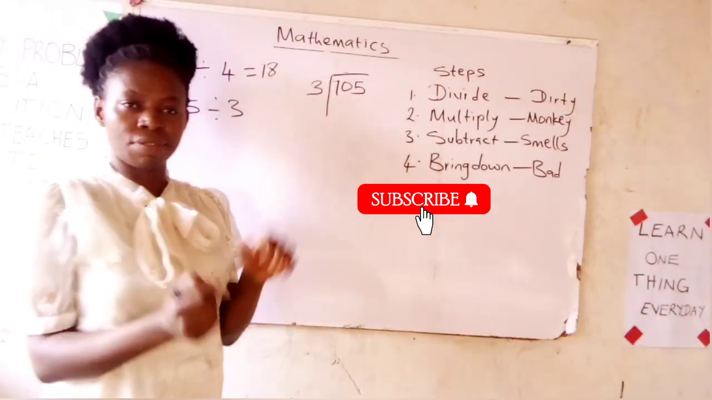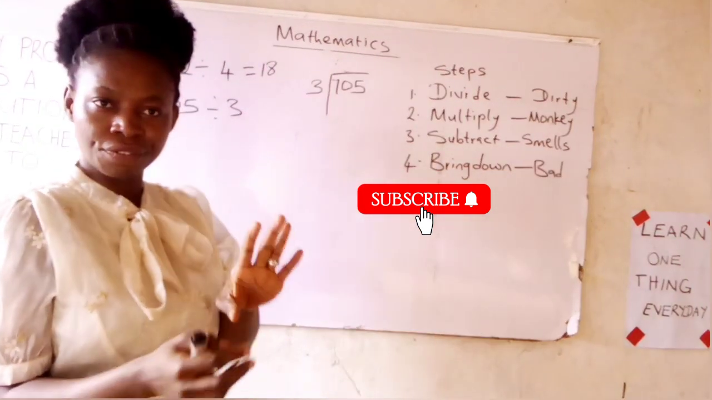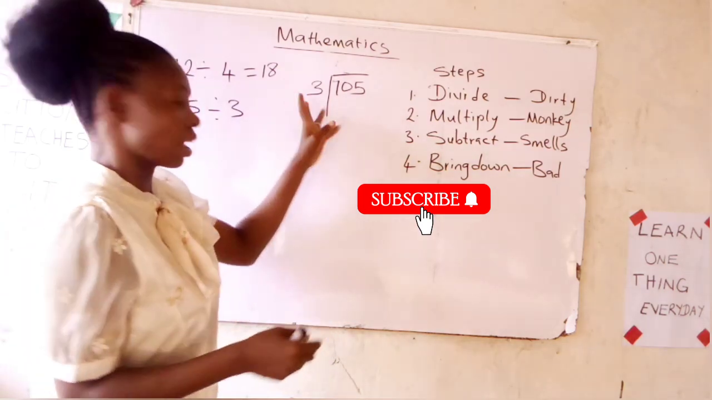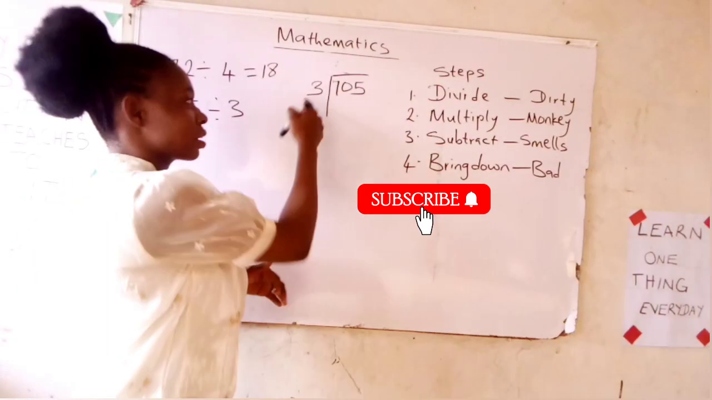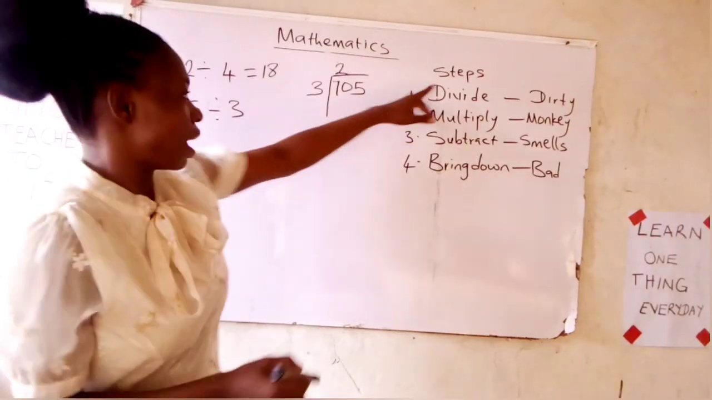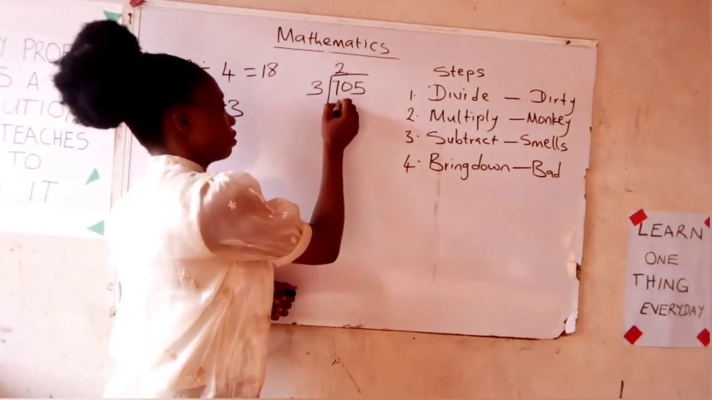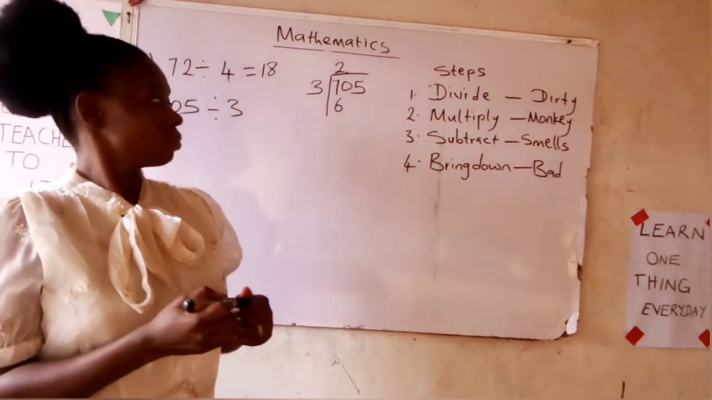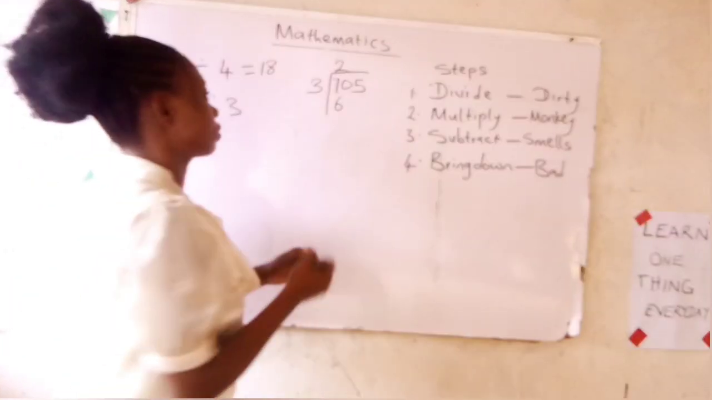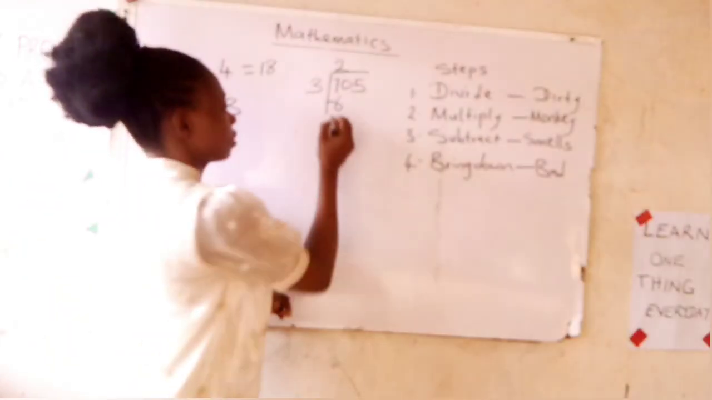3 divides 7. How many 3s can I find in 7? I can find 2, because 3 times 2 is 6. So if 3 divides 7, it can only give me 2. And the next step is to multiply. 2 times 3. That is 6. The next step is to subtract. 7 minus 6 will give me 1.